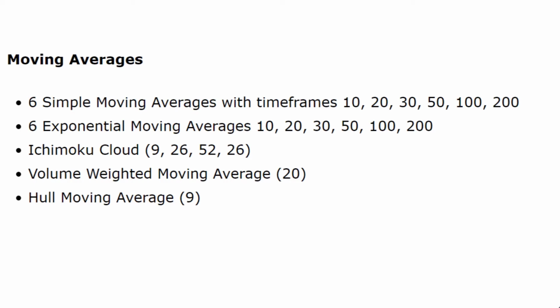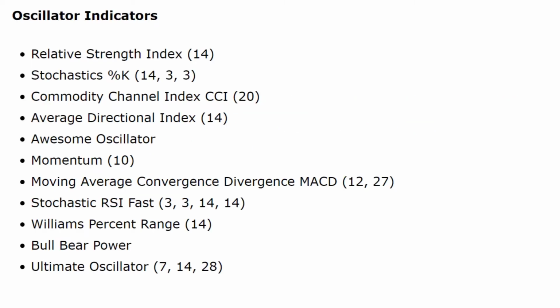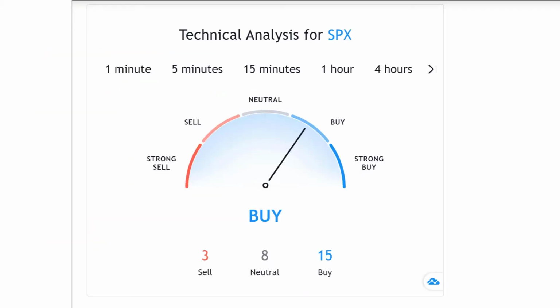It also incorporates oscillating indicators like relative strength index, stochastics, the commodity channel index, average directional index, momentum, MACD, moving average convergence divergence, stochastic RSI, Williams percent range, bull bear power, and ultimate oscillator. So when any of these indicators is clearly a buy or sell, it counts as 1 point. When it's unclear, it counts as neutral.